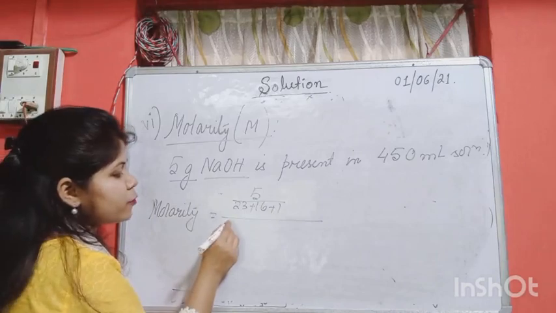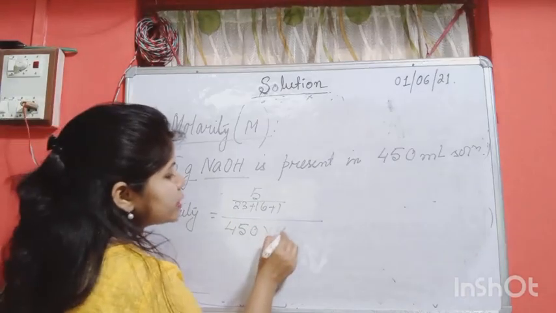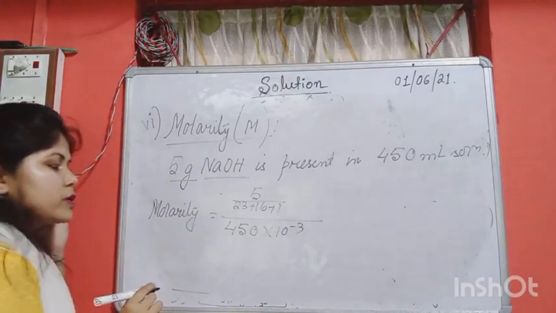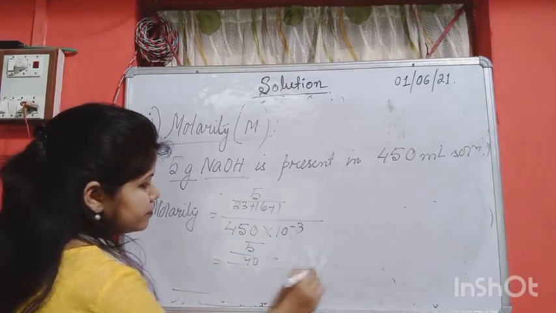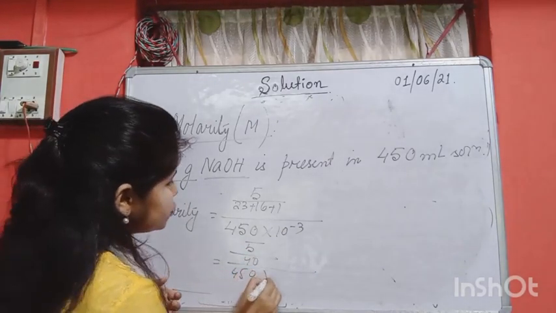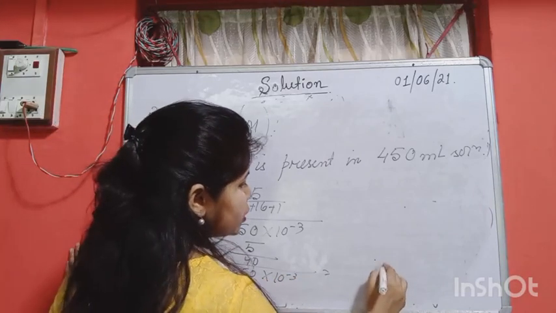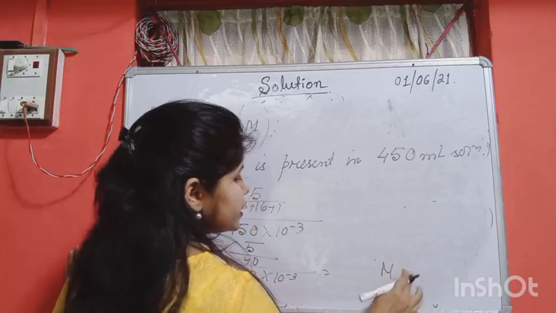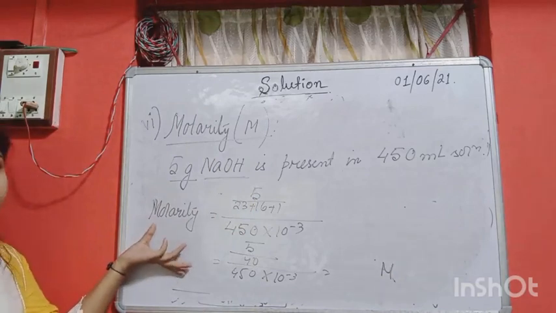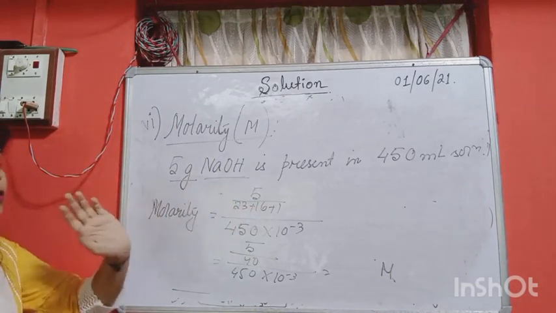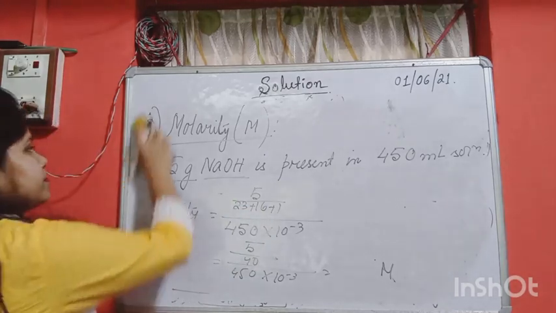It is given as 450 milliliter. We have to convert it into liter. So 450 into 10 to the power minus 3 liter. So we will get the answer here: 5 divided by 40, divided by 450 into 10 to the power minus 3. We will get a value and the unit will be molar, or you can say moles per liter also. So we find out the molarity like this only: the number of moles of solute divided by the volume of the solution in liter. Next.